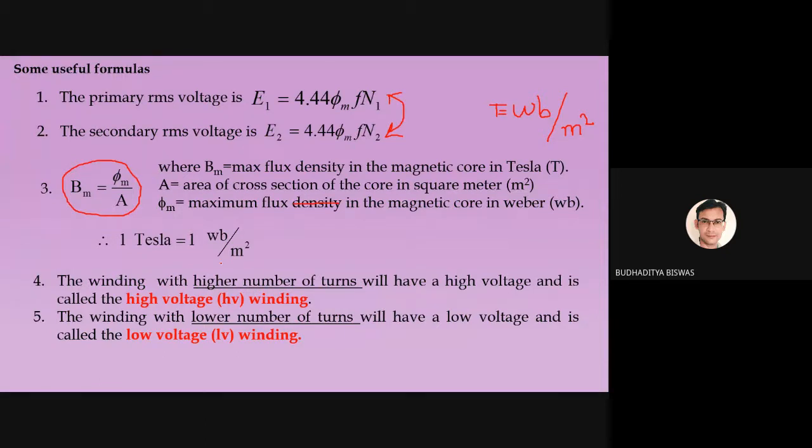So you see, the winding with higher number of turns will have a high voltage, and it is called the high voltage or HV winding. The winding with lower number of turns will have a low voltage, and it is called the low voltage or LV winding.